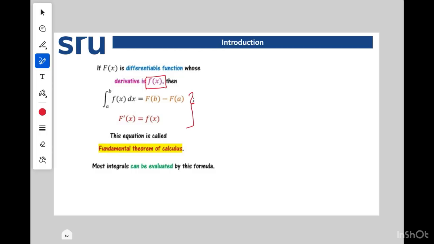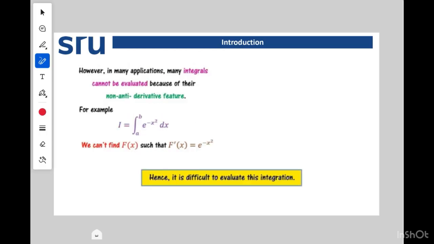Most integrals can be evaluated using this formula. It means that by using the fundamental theorem of calculus, you can easily integrate as well as differentiate any function in a simple manner. But there exist many integrals of f(x) which cannot be evaluated exactly using this fundamental theorem of calculus.